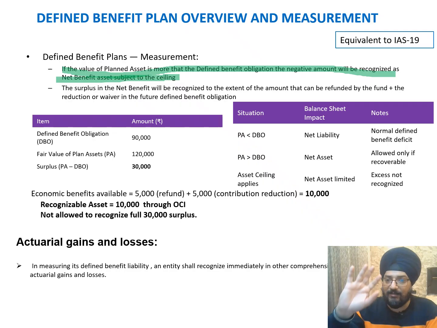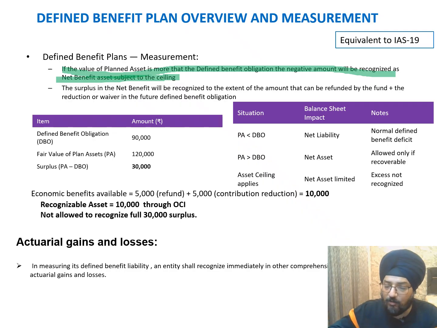If, in a future period, you are going to get some refund from that particular plan asset fund, or there is some waiver that is going to happen in terms of a future liability, then the waiver of your future liability plus the refund, when added, is the total amount of the ceiling that needs to be applied. We are quickly demonstrating it with the help of an example here.